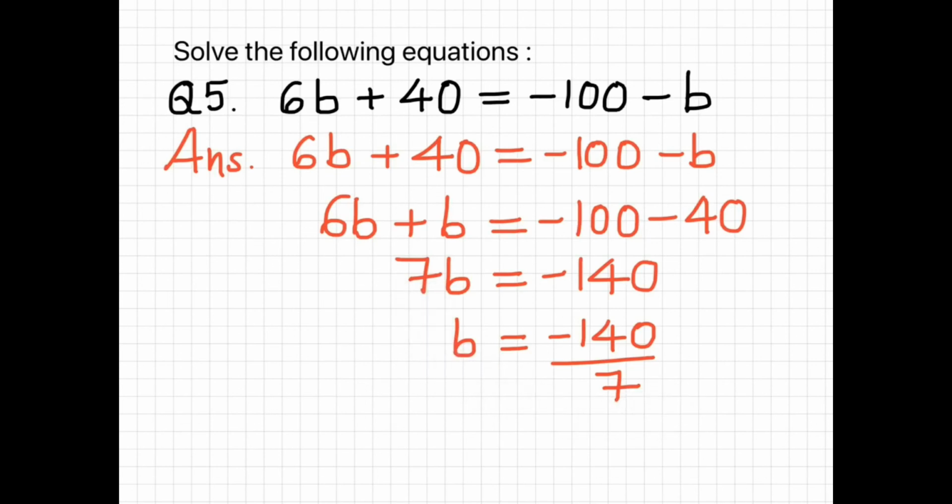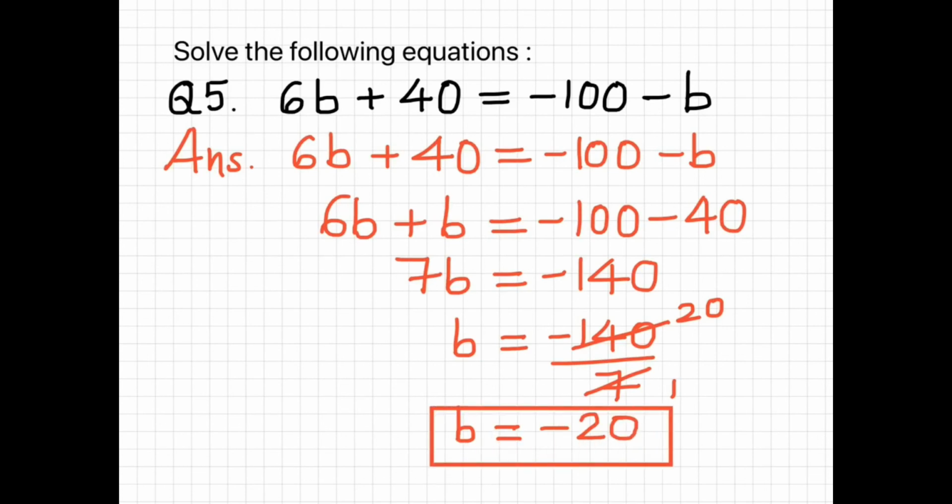Now let's simplify minus 140 by 7. The numerator is negative and the denominator is positive. So minus divided by plus is minus. So b is equal to minus. And now let's cancel the common factors. 7 times 20 is 140. 7 times 1 is 7. 20 by 1 is nothing but 20. So we have got b is equal to minus 20. This is the answer.